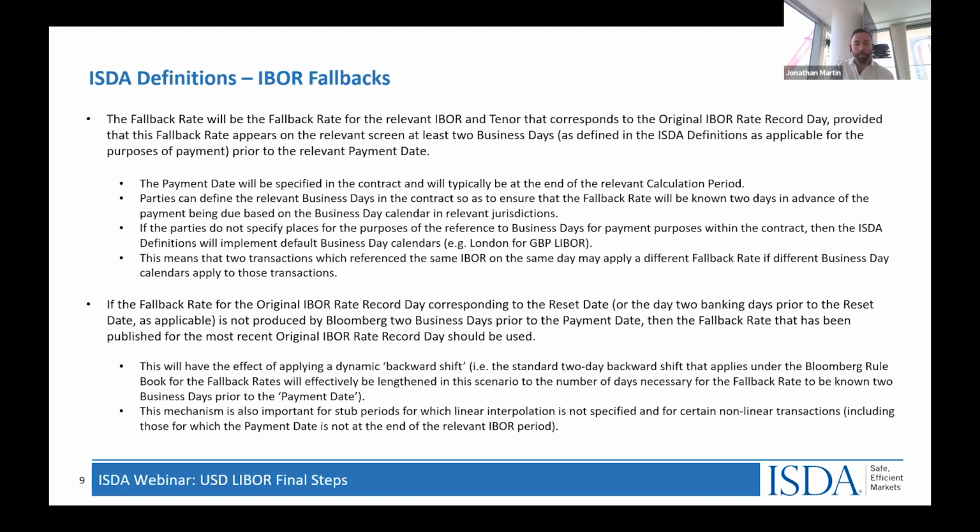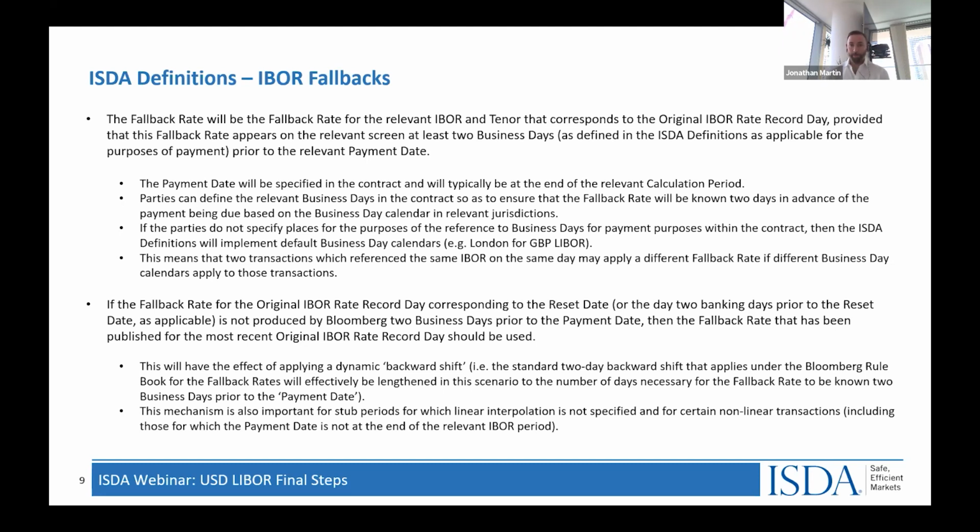And so what do you do then? Well, if it's not published by that day, you don't go into a different fallback or anything. This is a screen. The fallback is a screen-based rate, not a calculation agent calculated rate. So you just observe the fallback rate that has been published by Bloomberg for the most recent IBOR, for the most recent rate record date corresponding to your IBOR and your tenor.